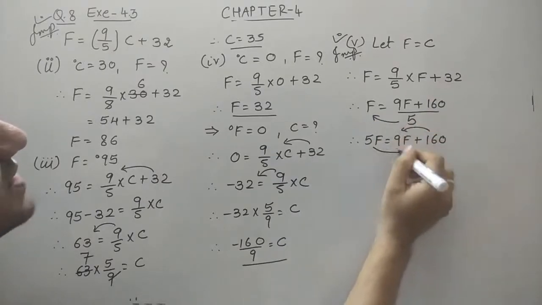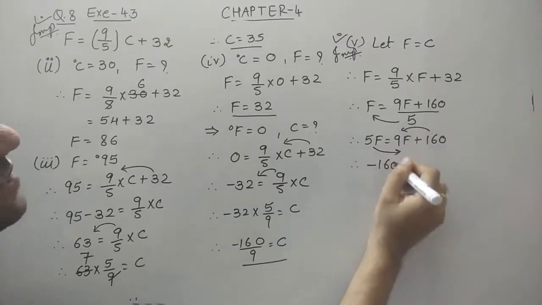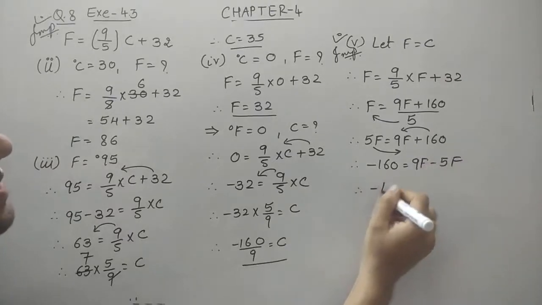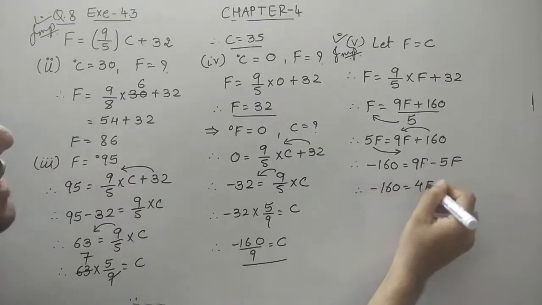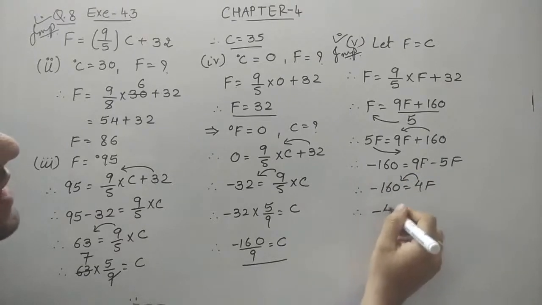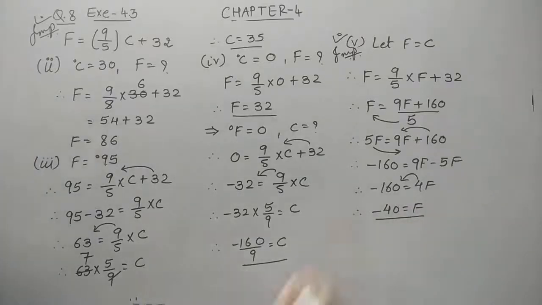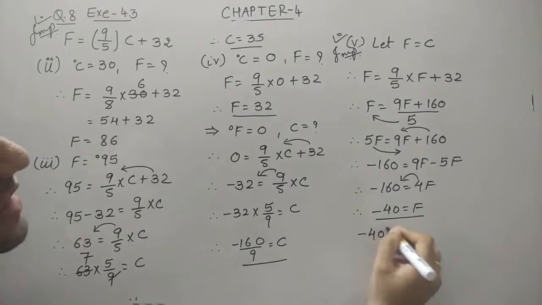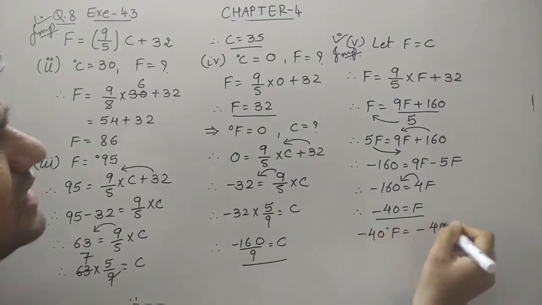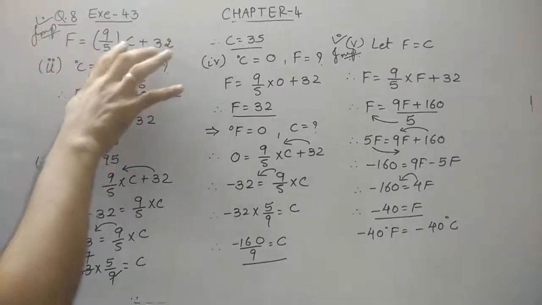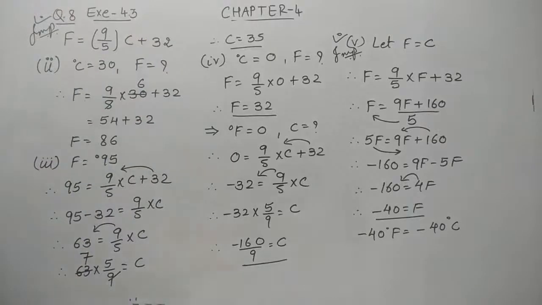Let me take 160 to the left hand side and this to the right hand side. Minus 160 is equal to 9F minus 5F. These both must be subtracted. So that is 4F. Now I'll take this 4 to the left hand side, it comes in the denominator. So minus 40. So remember, the answer we obtain is minus 40. That means minus 40 degree Fahrenheit is the same as minus 40 degree Celsius. If you put minus 40 in place of F in this equation, the value of C obtained is minus 40. Or if you put minus 40 in place of C, you get the value of F is also minus 40.